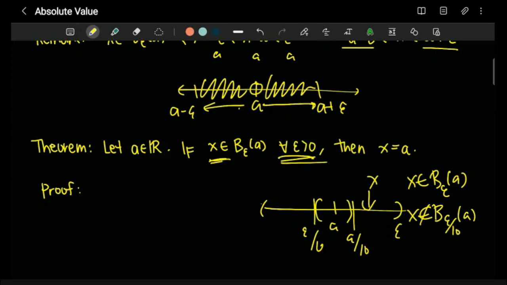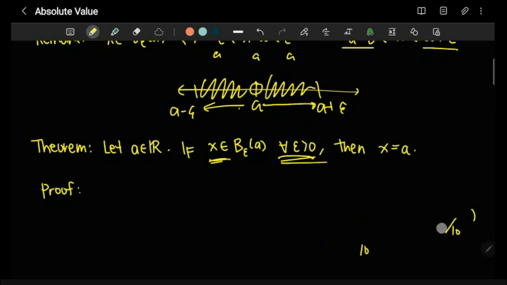Okay? Well, how do you show that something is equal? So, to say that x equals a, what you really want to show is that their distance from each other is 0. So what you really want to show is that the absolute value of x minus a is 0.